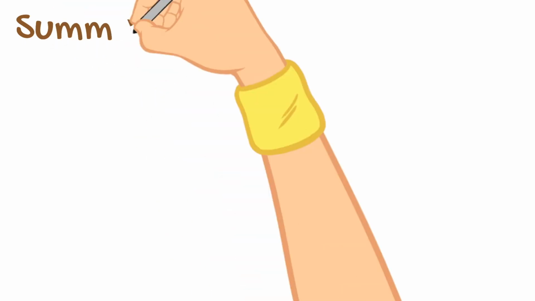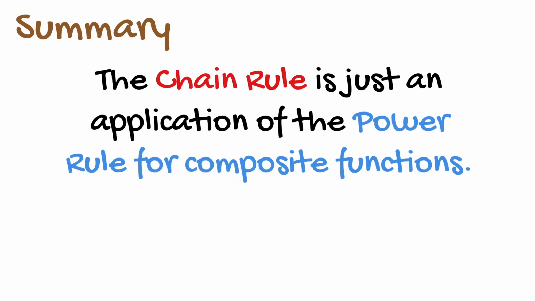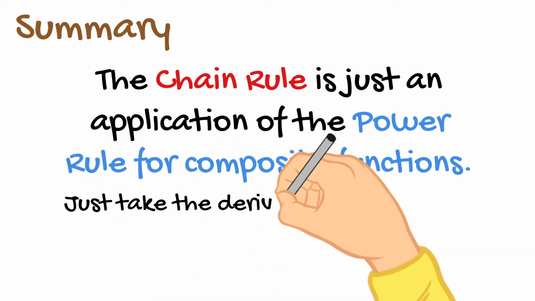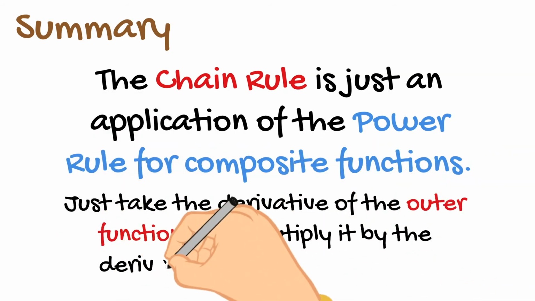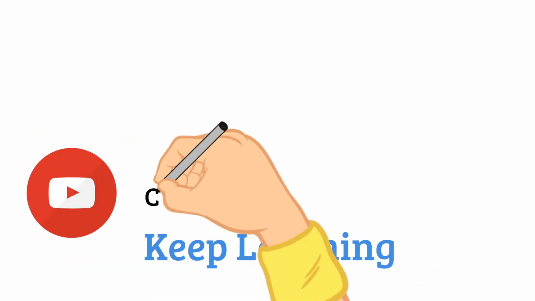So in summary, the chain rule is just an application of the power rule for composite functions. You can 100% expand the function and do the power rule normally, but the chain rule simplifies this process for larger power composite functions. In conclusion, you can use the chain rule to calculate the derivative of any composite function, and all you need to remember is take the derivative of the outer function and multiply by the derivative of the inner function. And with that, stay tuned for more calculus and keep learning.